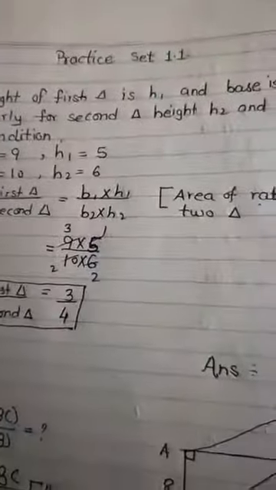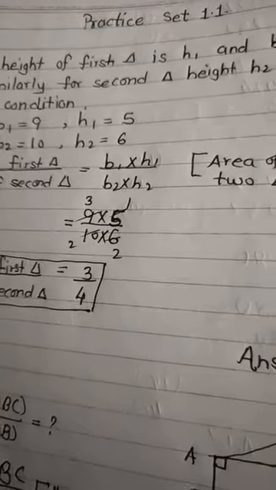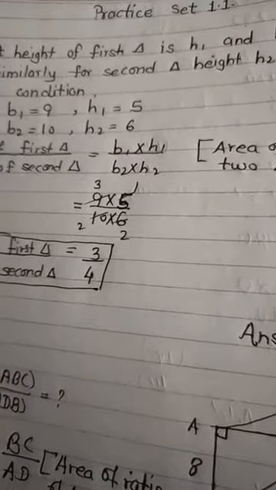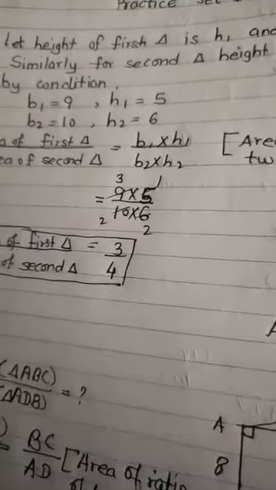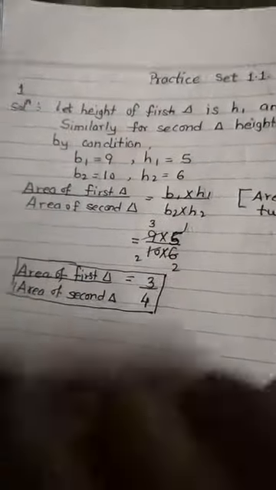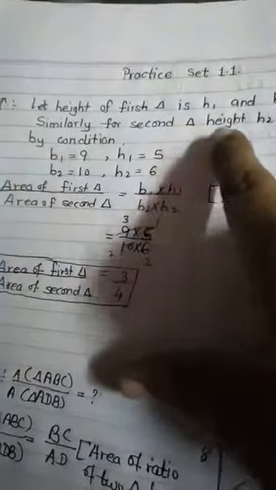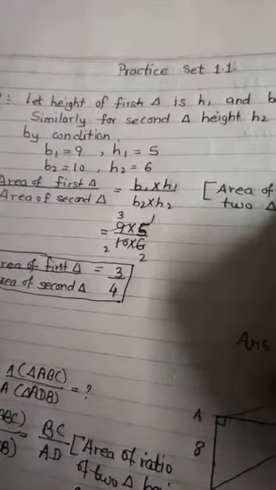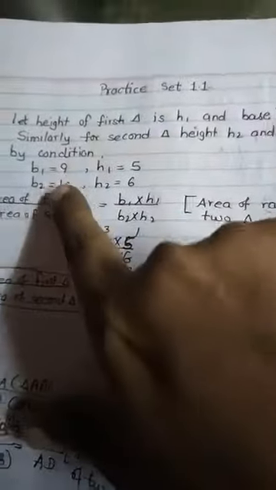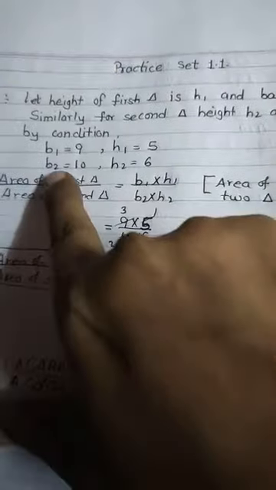See the first question. In the triangle, the base is 9 and the height is 5. Another triangle has base 10 and height 6. Find the area ratio of the two triangles. For that, first draw the diagram, otherwise let the height of the first triangle be h1 and its base b1. Similarly, for the second triangle the height is h2 and the base is b2.